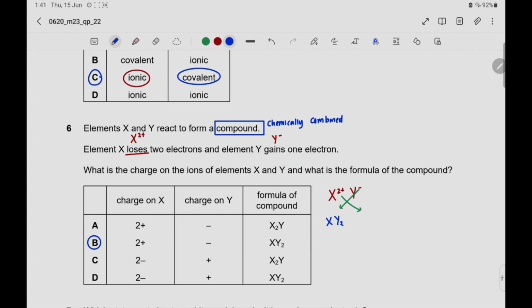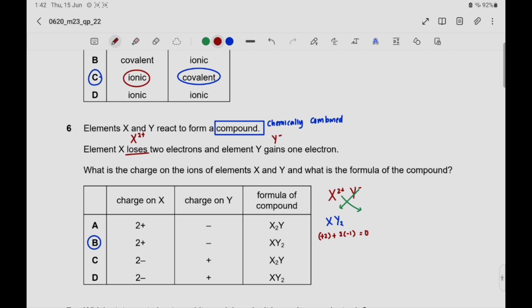If you still don't understand why it is XY2, you have to go back to your basics. But I can teach you here. You can say X is positive 2. I need 1 positive 2 combined with my 2 negative 1. I get 0. So it's like doing your mathematics. You want to make all of them balanced and without any charge. All of them will turn 0.